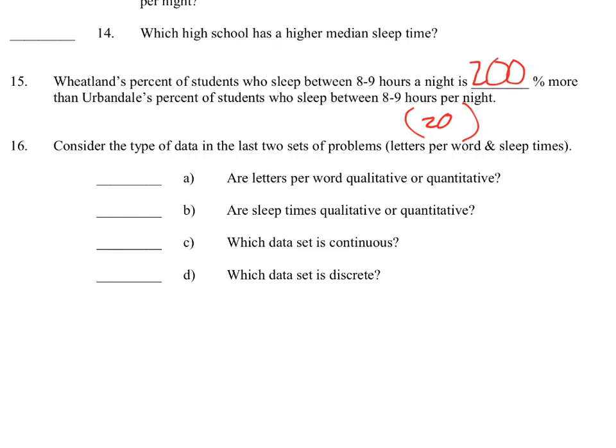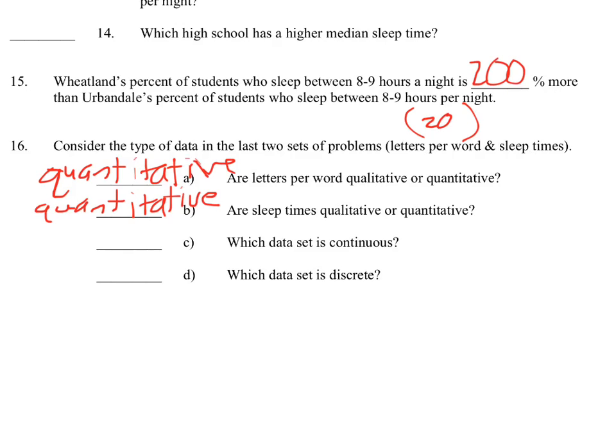And then number 16, considering the type of data in the last two sets of problems, letters per word, sleep times. Are letters per word qualitative or quantitative? Letters per word. Well, that's a count. They're counting how many letters, and that's definitely quantitative. And then B, are the sleep times qualitative or quantitative? That, again, is quantitative. When you ask how much sleep did you get, you don't answer blue, right? You don't answer with a verbal description of how you slept. You just say how long you did.